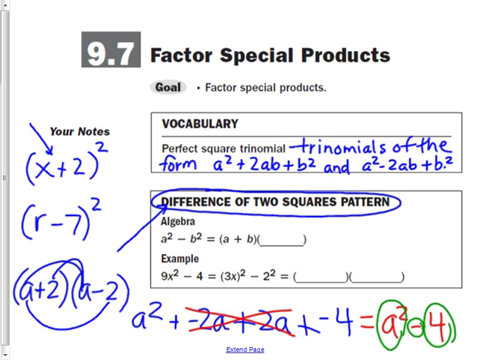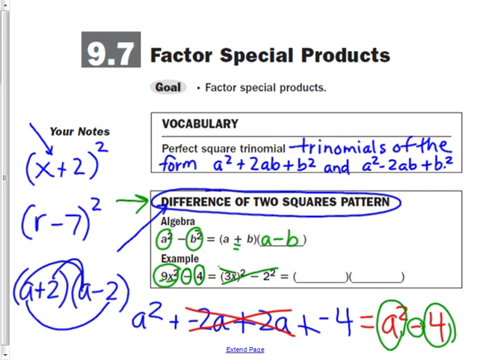So in this box here, we're just defining that algebraically and then seeing a numerical example. The difference of these two squares would have been the result of multiplying a plus b times a minus b. This is an example of this pattern. We have 9x squared, which is a perfect square. 9 is a perfect square, x squared is a perfect square, and of course 4 is a perfect square. And this is the difference of those two squares.